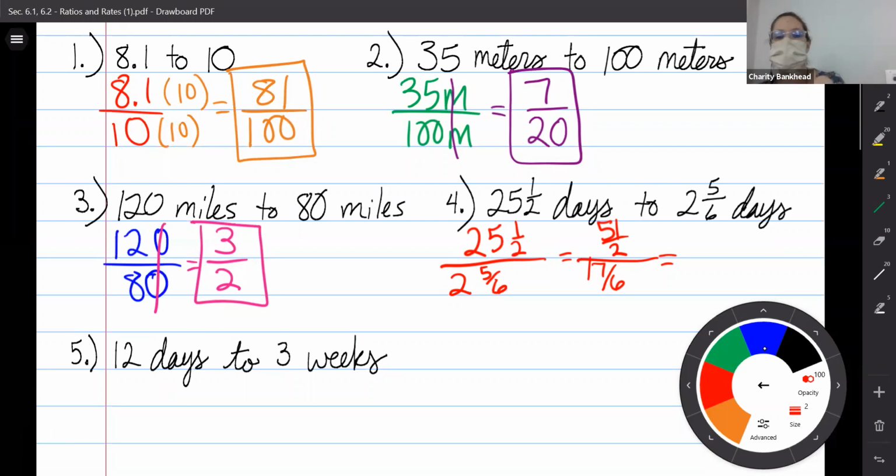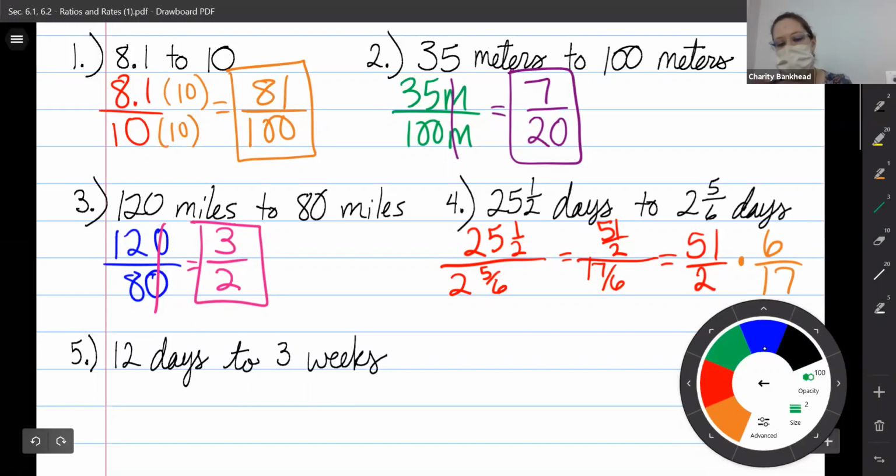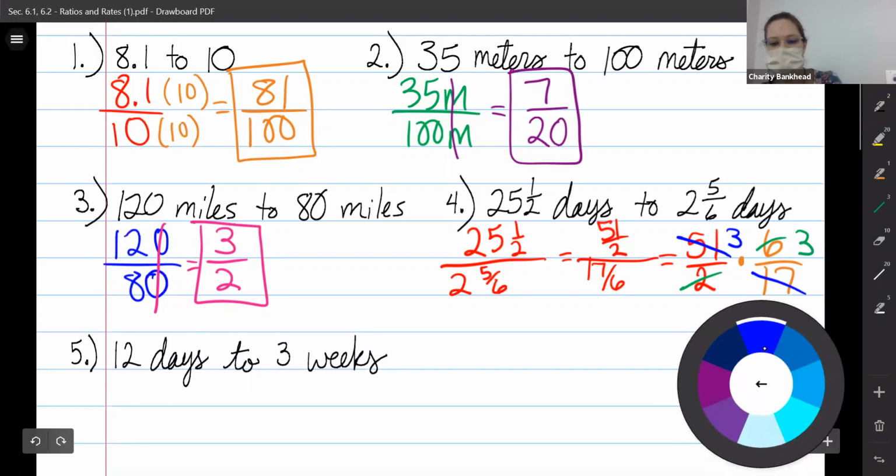So I have a fraction divided by a fraction, so I'm going to flip the second one and multiply. So I have 51 over 2 times 6 over 17. And then I'm going to see what I can cancel out. So like 2 goes into 6 3 times, and 17 actually goes into 51 3 times. So since everything else on the bottom canceled out, then it's like just having a 1 down there, so it doesn't really do anything.